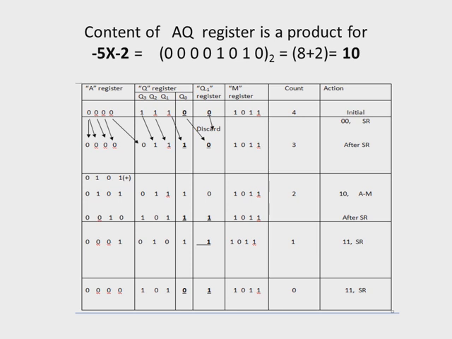Table shows the steps followed to compute product of -5 and -2 using Booth's algorithm. The initial value of count equal to 4. When the count reaches 0, the content of AQ register is taken as product. By looking at the product, the MSB bit of the AQ register equal to 0, this indicates the number is a positive number. By multiplying -5 and -2, product equal to 10, it is a positive number.